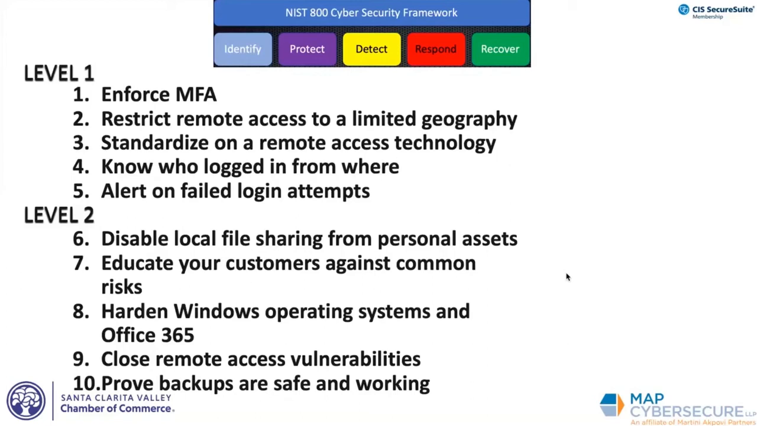So we're going to be going over these things one at a time, starting with level 1: enabling multi-factor authentication on all remote access, restricting remote access to a limited geography so that the entire world can't get in remotely, only people that you have working from where they work from home. Standardizing on a remote access technology, knowing who logged in and from where, and actually alerting on failed login attempts, and also auditing remote access on a regular basis during this time. So that's what we're going to start with.